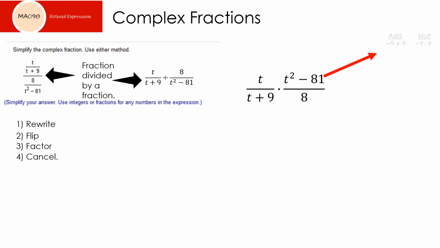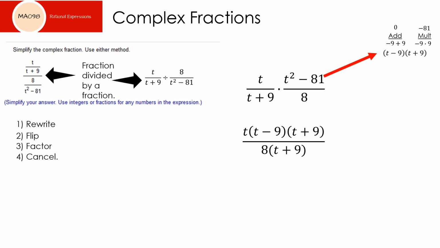Next, we factor though. So I have to find things that multiply to negative 81 that add to 0. And that gives us t minus 9 times t plus 9. So I just rewrote that, and you multiply straight across. So on the top, we have t times t minus 9 times t plus 9 over 8 times t plus 9. We could also write parentheses t plus 9 and the 8. Doesn't matter. But now we're going to cancel. And what are we left with? t times t minus 9 over 8. Cool!